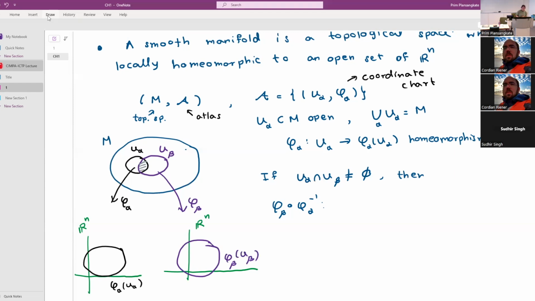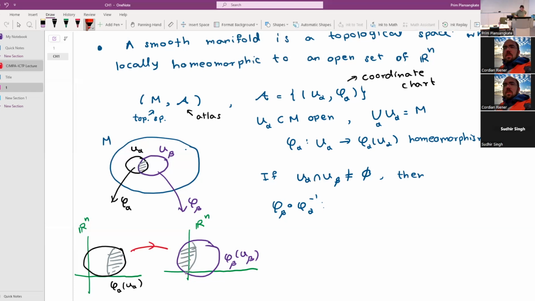Okay, then the overlapping region, when you go down here, is mapped by phi alpha and phi beta into this shaded area. Then you could consider this map from the gray region on the left to the gray region on the right: you go up and then go down again. So it's phi alpha inverse and then composed with phi beta. This is the one I was about to write.